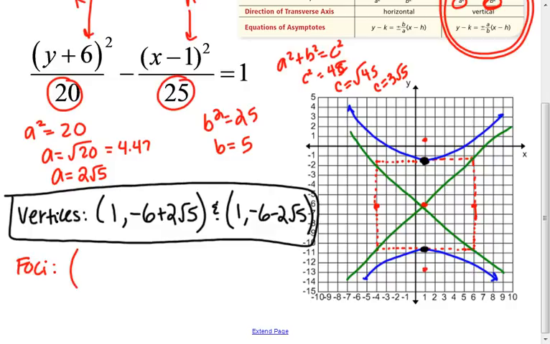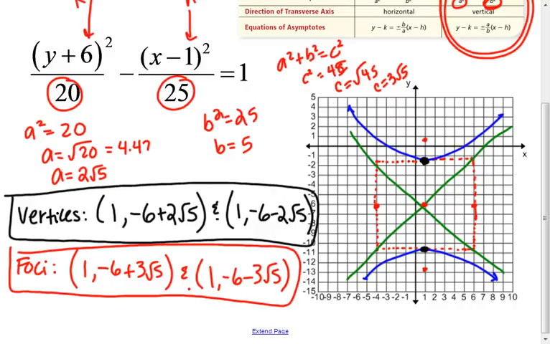Again, for your foci, you started at 1 to the right, and then you went negative 6 plus the square root of 45, which is 3 root 5. And then for your other one, you started at 1 and you went negative 6 minus the square root of 45, which of course is 3 root 5.